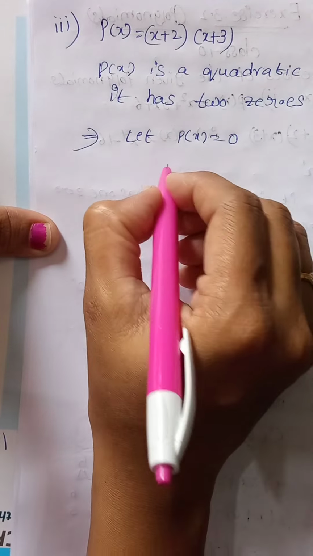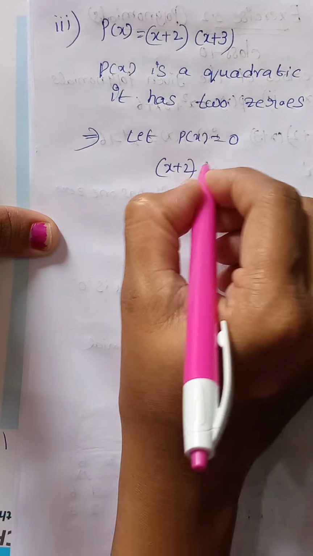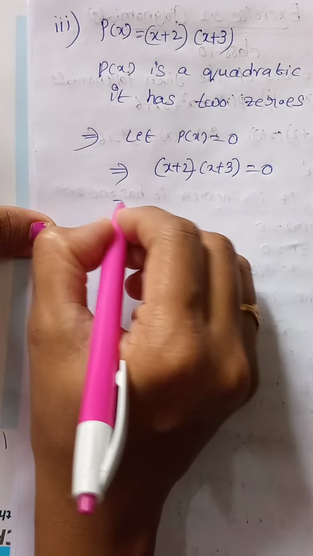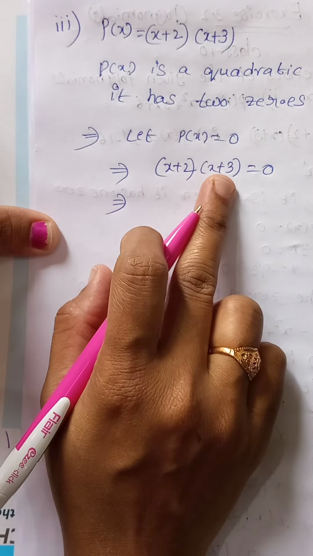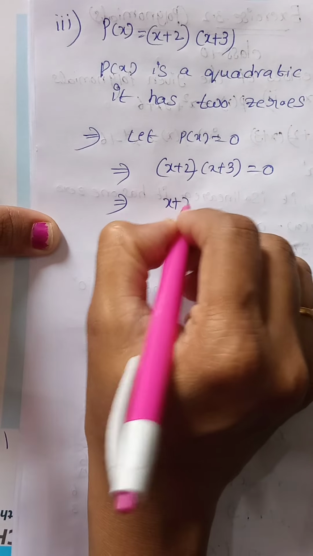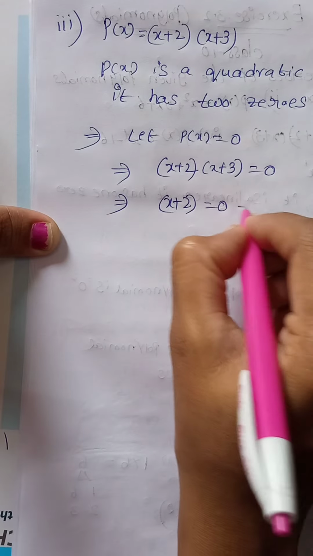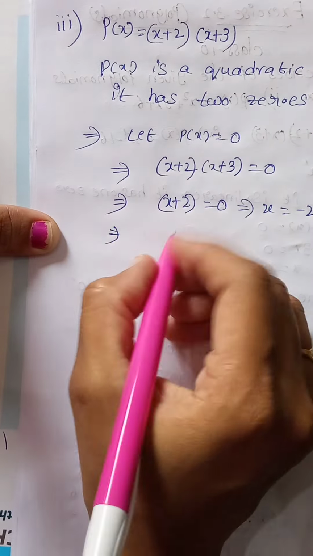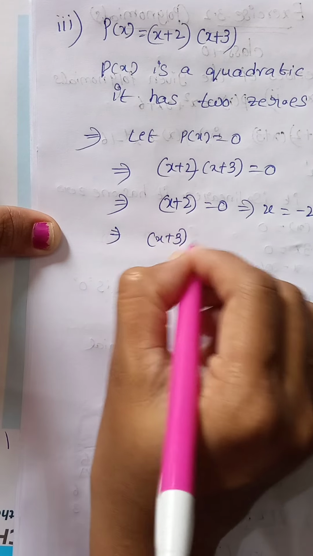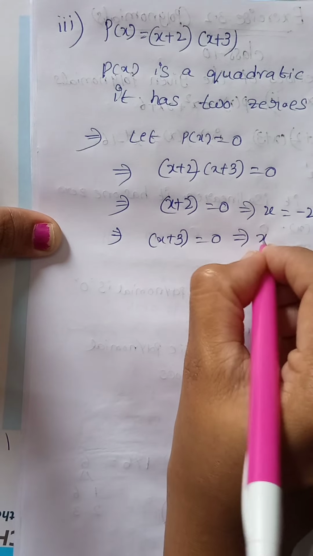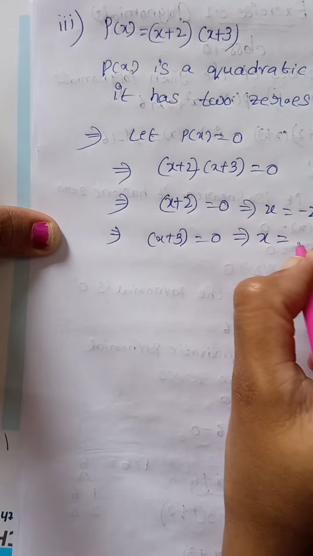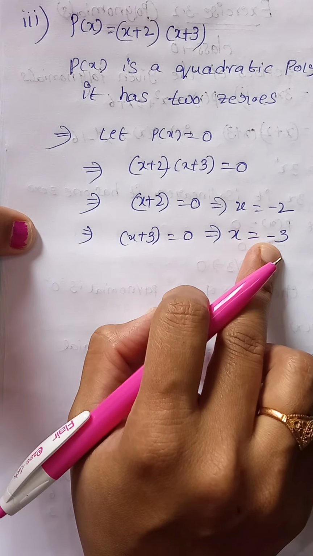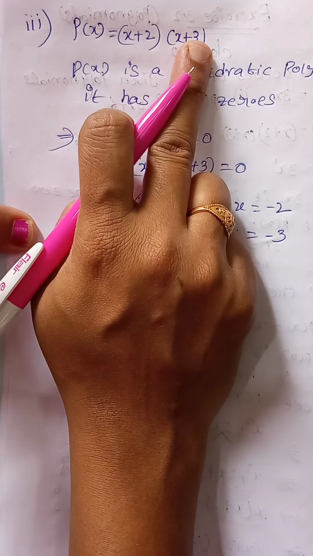What is the P of x? X plus 2 into x plus 3 equal to 0. Just simply equate each of these two equal to 0. X plus 2 equal to 0. Here x equal to minus 2. And next x plus 3 equal to 0. Here x equal to plus 3, it moves from LHS to RHS. It becomes minus 3. So now minus 2 and minus 3 are zeros of this quadratic polynomial.